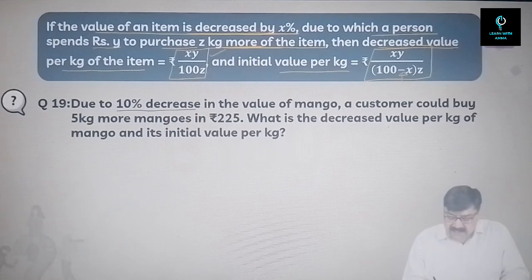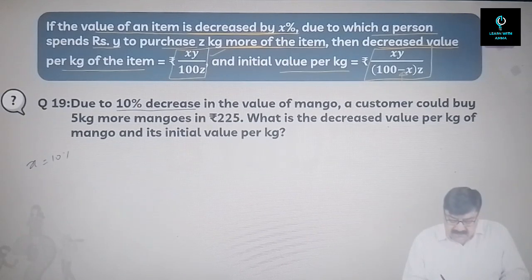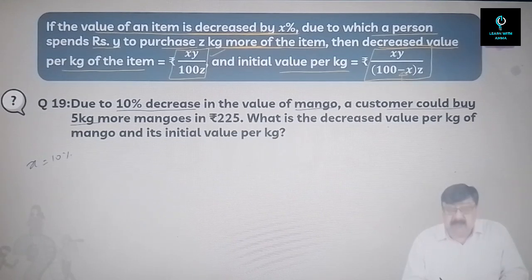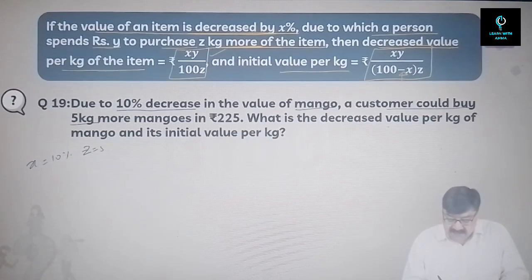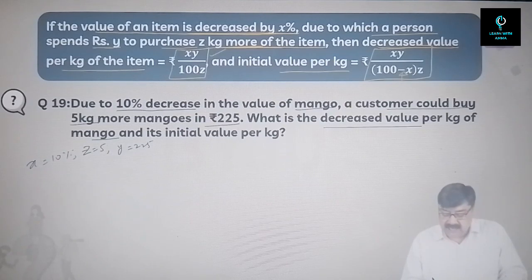Now due to 10% decrease, so x here is 10%. In the value of mango, a customer could buy 5 kg more, so z is 5 kg. More mangoes in rupees 225, so y here is 225. What is the decreased value per kg of mango and its initial value per kg?